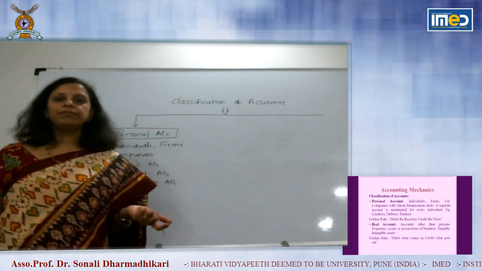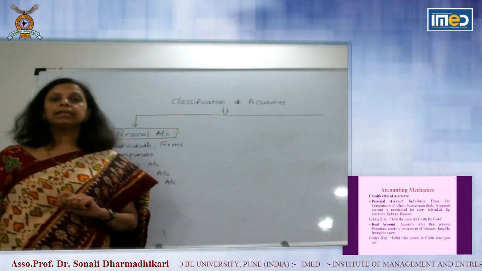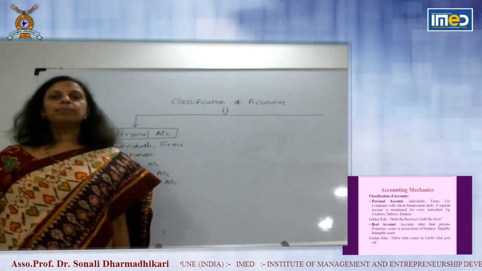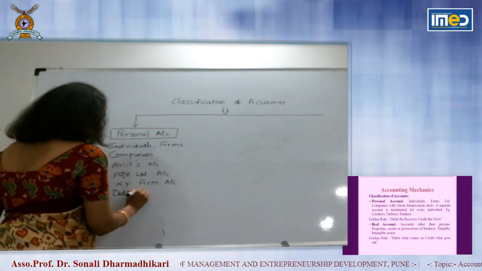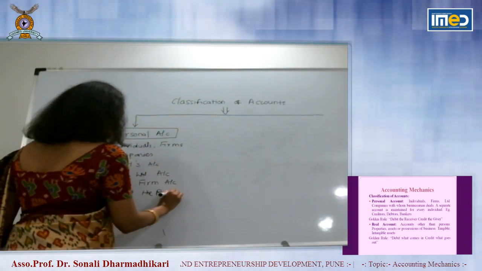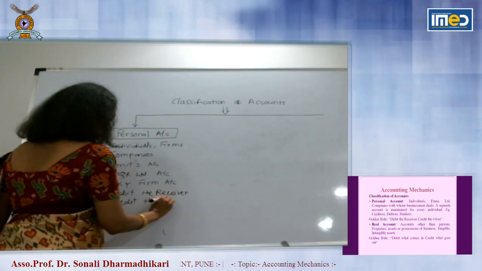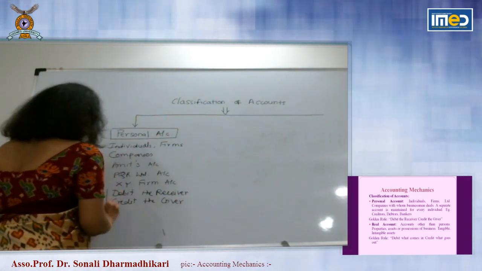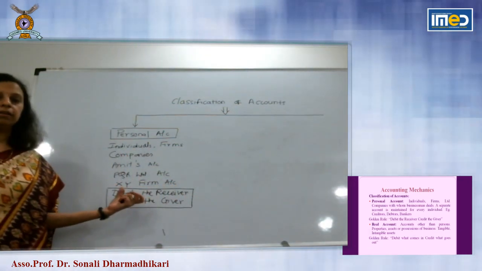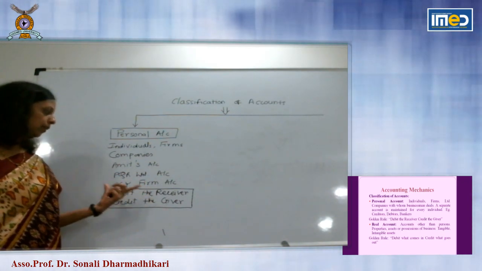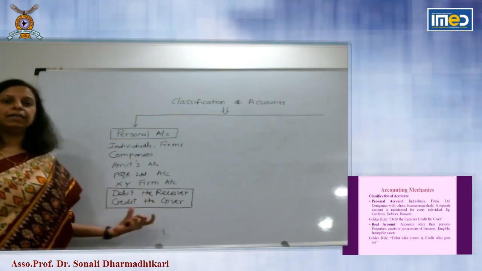Now, when you come to know what is personal account, there are golden rules of accounting which are followed everywhere to decide which account to be debited and which account to be credited. Now, what is the golden rule of personal account? The golden rule is debit the receiver, credit the giver. So these rules you have to learn by heart. For personal account, the golden rule is debit the receiver, credit the giver.